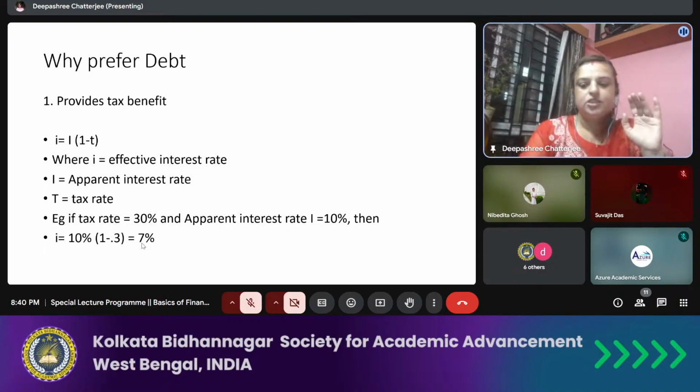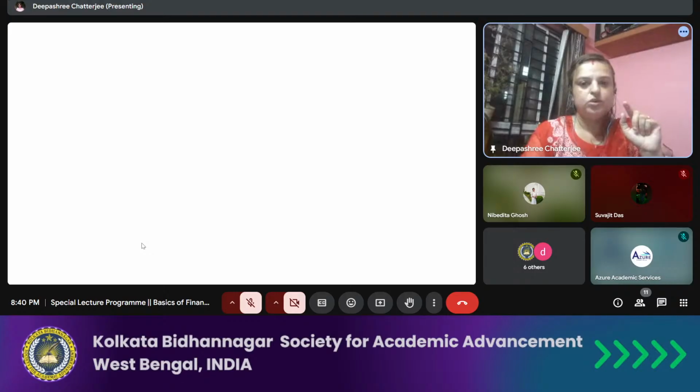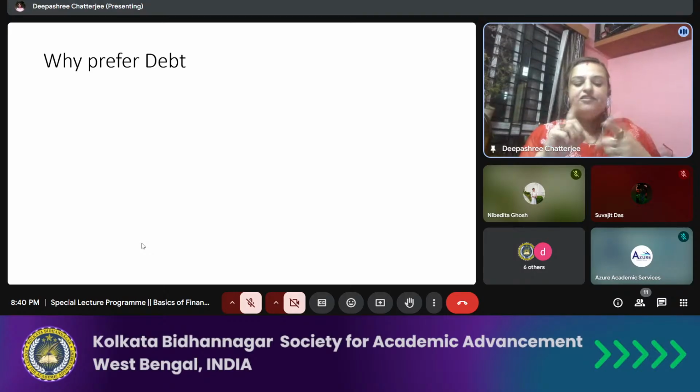Okay. So now we see that one very important reason for preferring debt is that it leads to a savings in tax, and we have an opportunity gain, right? And the effective interest rate is lesser than the apparent interest rate. What is the second reason for preferring debt?